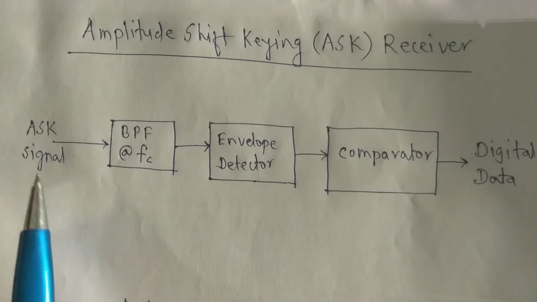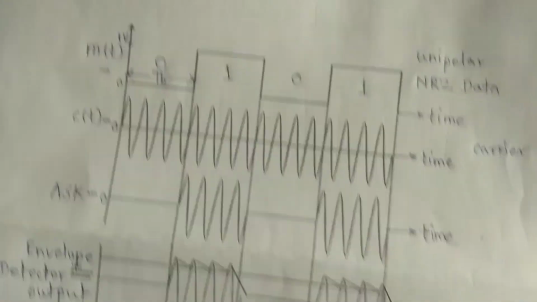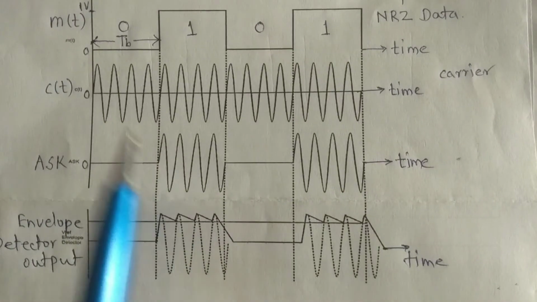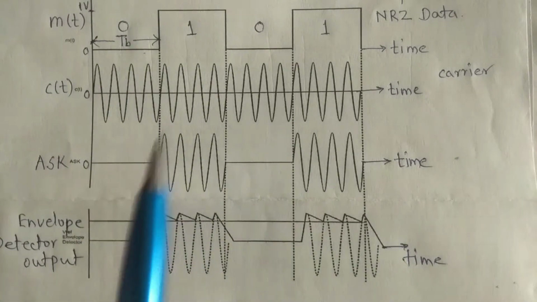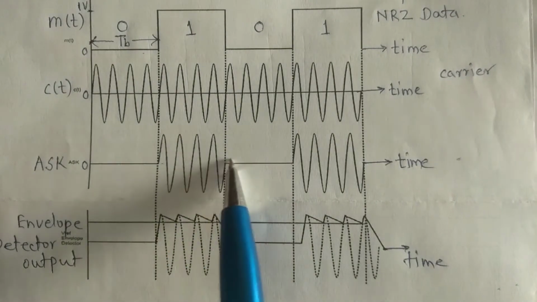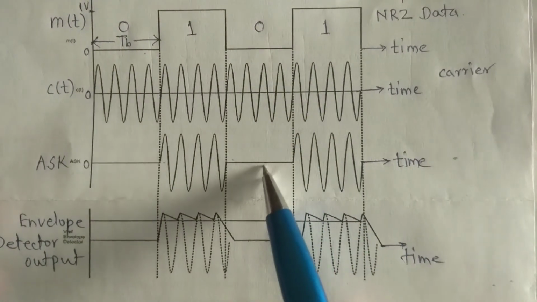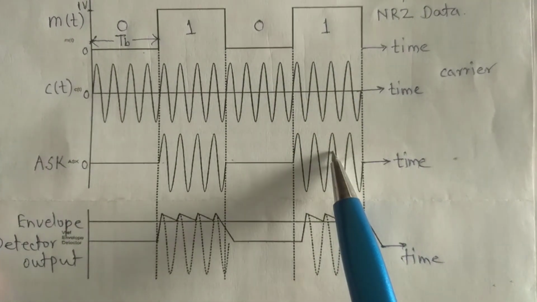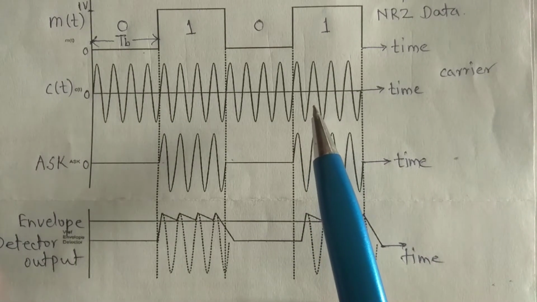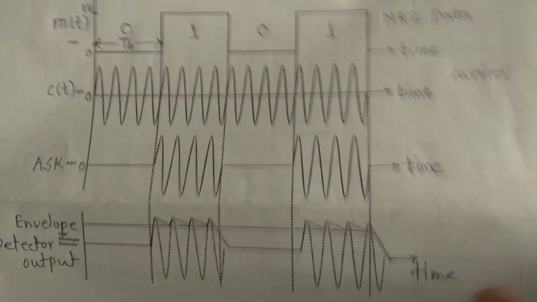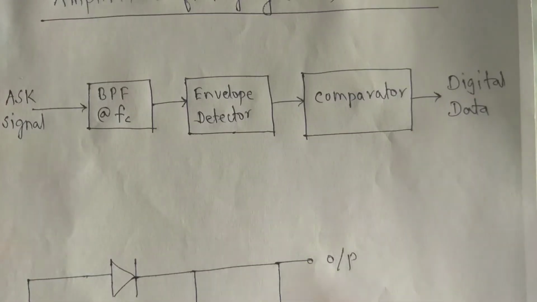Before that, let us see what the ASK signal looks like. So this is the ASK signal. Whenever there is bit 0, at that time the carrier is absent. Whenever the bit is 1, at that time we are getting the carrier as output. Again, whenever the bit is 0, no output. Whenever there is bit 1, we are getting the carrier. And this carrier we are considering has a frequency of FC value. So by using a bandpass filter, we are collecting our ASK signal.